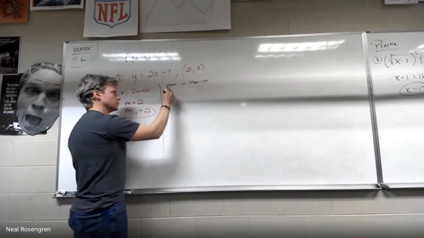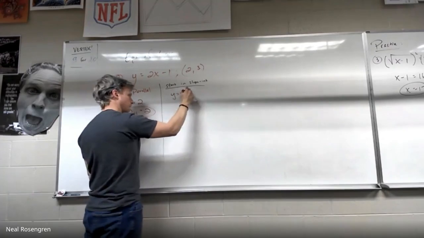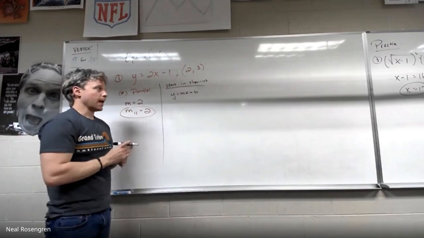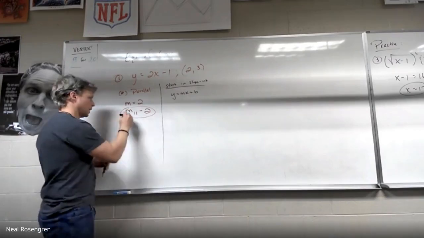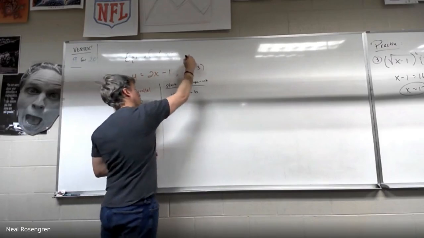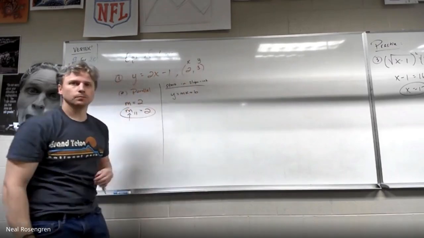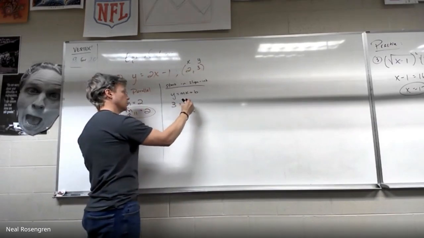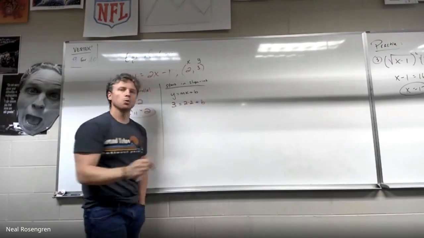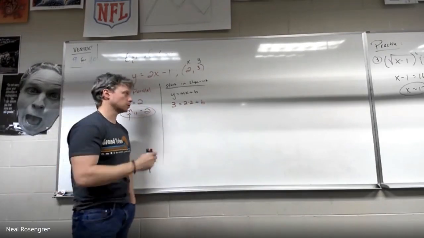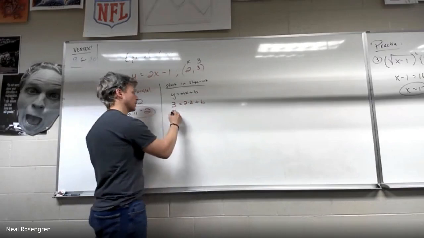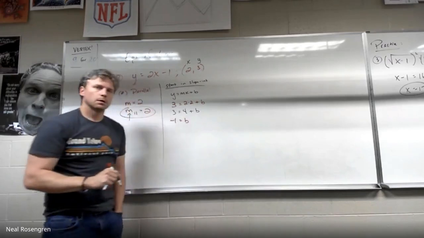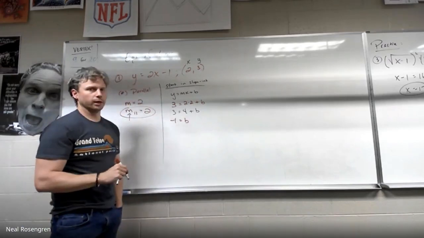What I mean by that is you start like this: y equals mx plus b. And you plug in what you know. I know m, I know x, and I know y. So I'm just going to drop those in. So 3 equals 2 times 2, but we don't know b yet, and that's what we're going to try to solve. So 2 times 2 plus b. And you just solve for b. 2 times 2 is 4. Subtract 4 on both sides. And b is equal to -1.